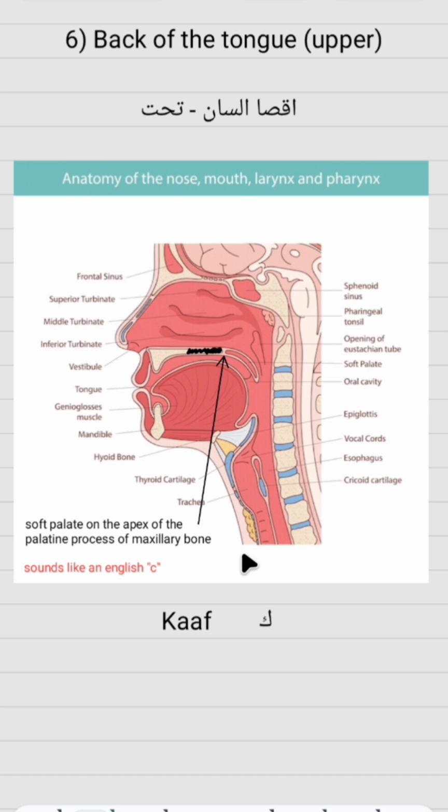So it's very similar to the English pronunciation of the C. Not the K, the C. And as we can see here, it's on the apex of the palatine process, and it's very similar to the English C. If you say the word ka in English, ka, and then just put the F at the end, so kaf, that's how you pronounce kaf.